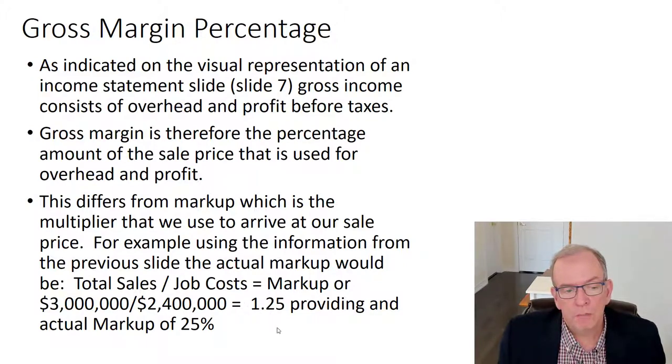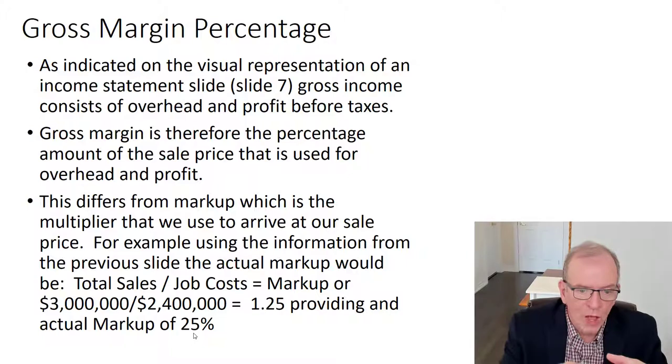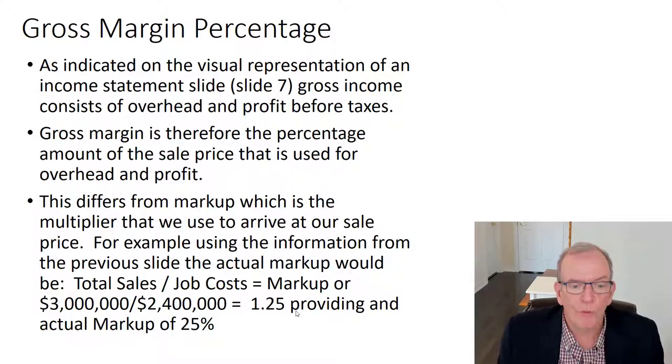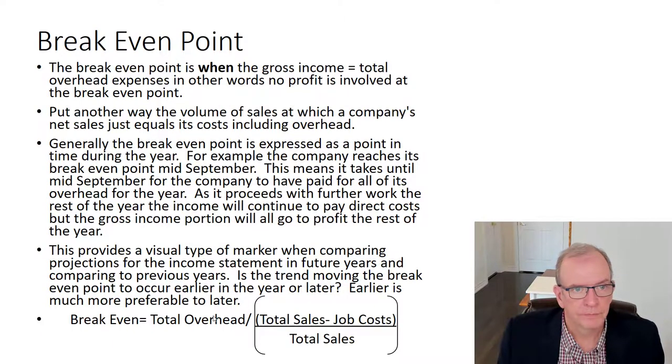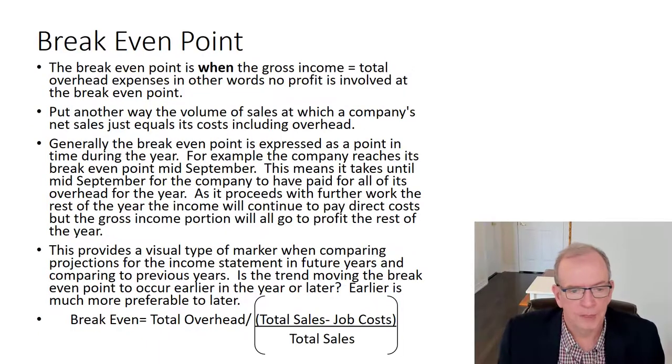So we would be multiplying the direct costs by 1.25, or you're taking the direct costs and adding 25% of the direct costs on top of the direct costs. That's why it's easier just to use the 1.25 as the multiplier. So it's good for you to work that out. That would be a markup of 25% compared to 20%. So they are not the same thing. Markup and gross margin percentage, not the same thing.